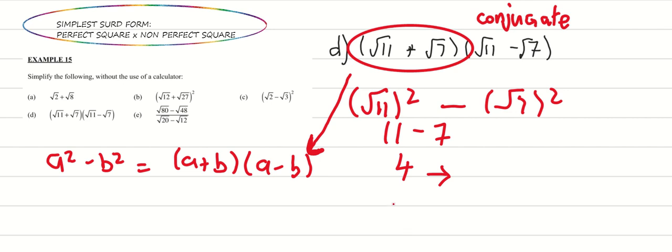Okay, and why did I want you to remember this? Because when you multiply surds by their conjugate, the surds disappear in the final answer. We started off with a whole bunch of surds in the top here, but in the final answer there is no more surd, and that is very significant for the next example 16.